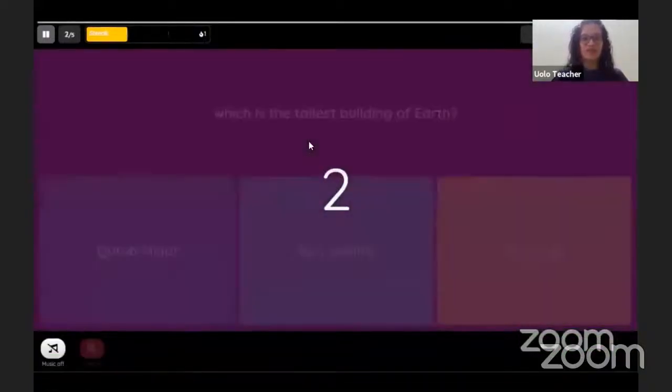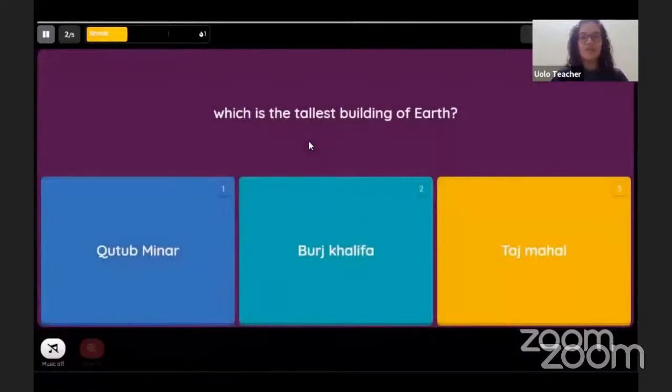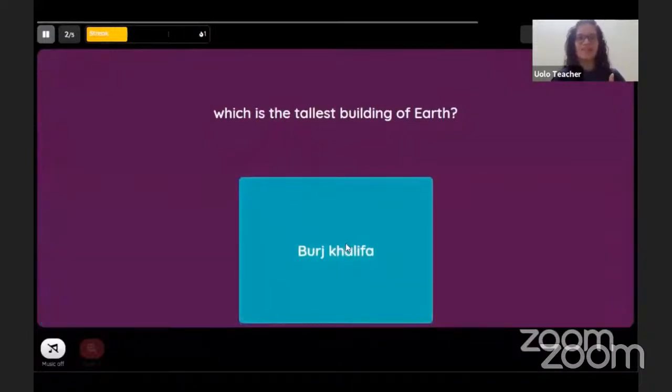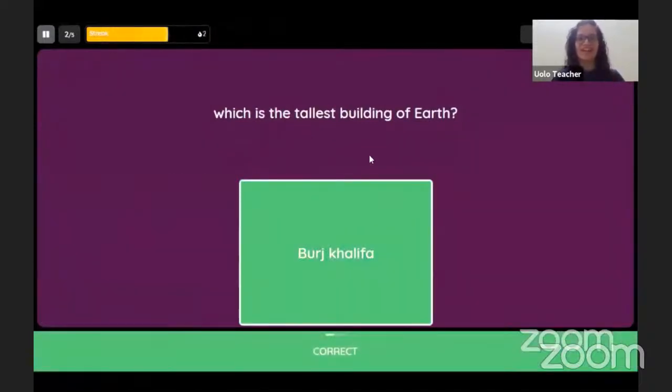Okay, next question. Which is the tallest building on earth? Qutub Minar, Burj Khalifa, Taj Mahal. We did this. You'll know it. That's right. It's Burj Khalifa.